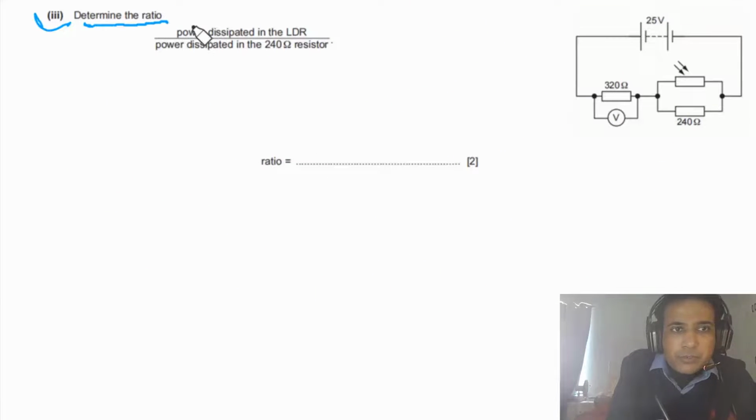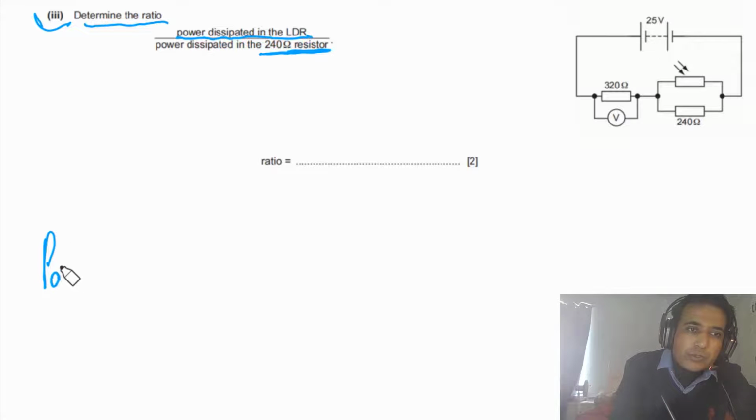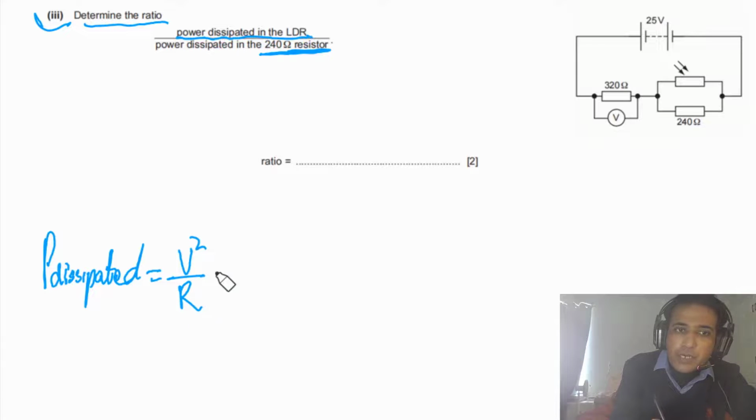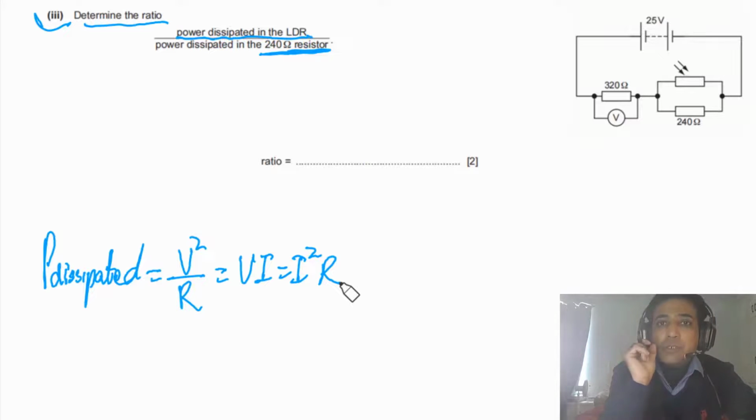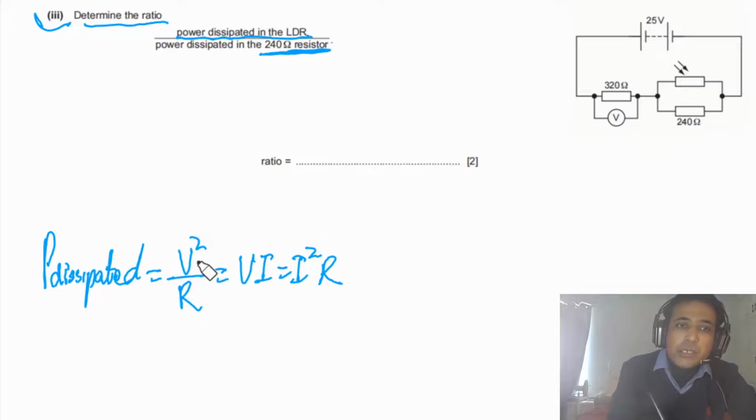The third part says determine the ratio between the power dissipated in the LDR and the power dissipated in the 240 ohms resistor. So first of all, how can we calculate the power dissipated in any resistor? We have different ways to calculate. We can calculate by V squared by R. We can also calculate by V times I. We can also calculate by I squared times R. If we have current passing through the resistor and we have PD, we can use this one. If we have PD across the resistor and the resistance of the resistor, we can use this one, and we can use this one if we have the current passing through that resistor and its resistance.